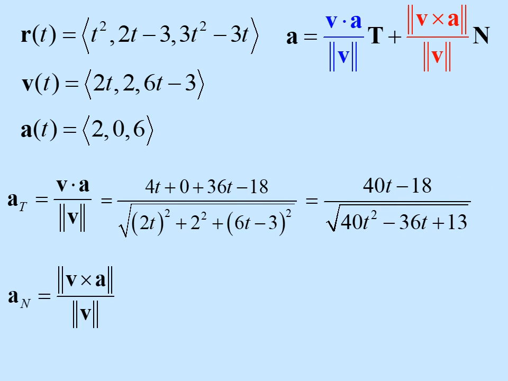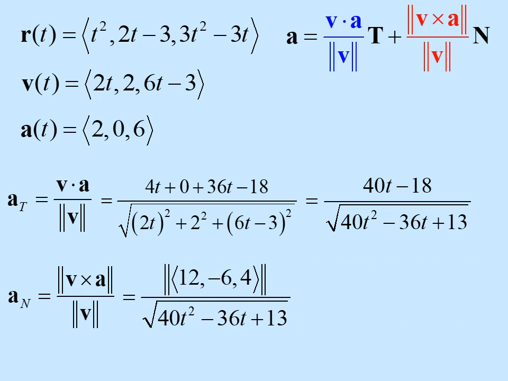Likewise, we can find the normal component by using the red part. Of course, v cross a can be a pain to do by hand. We can do it on our calculator, or we can go take time to do it by hand, but I'm not going to put all that on the screen. You should know how to do v cross a. Magnitude of v is the same thing we just found, so we can recycle the radical that we found in the first part. We just need to do the magnitude of v cross a. We can almost do that one in our head.